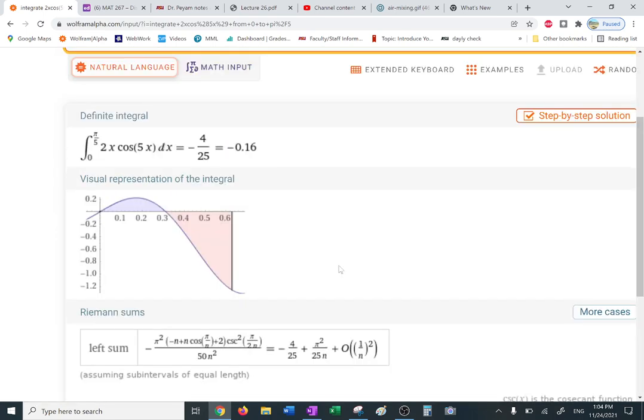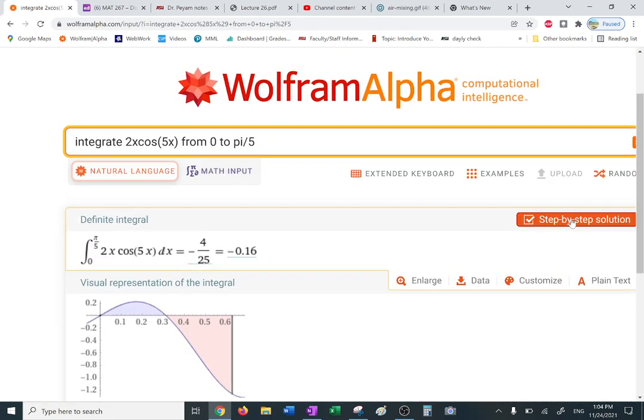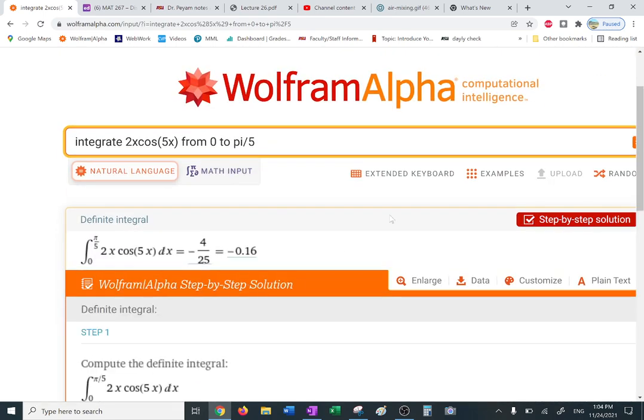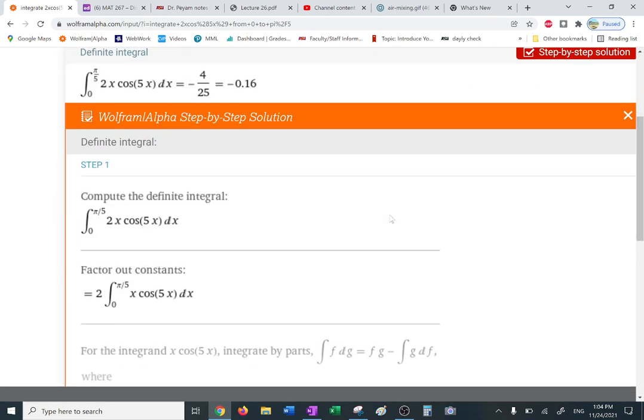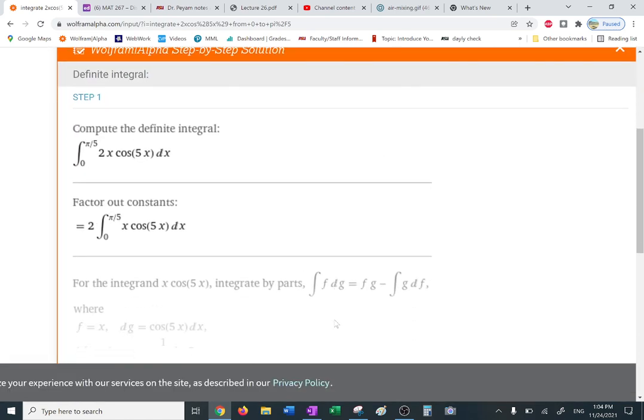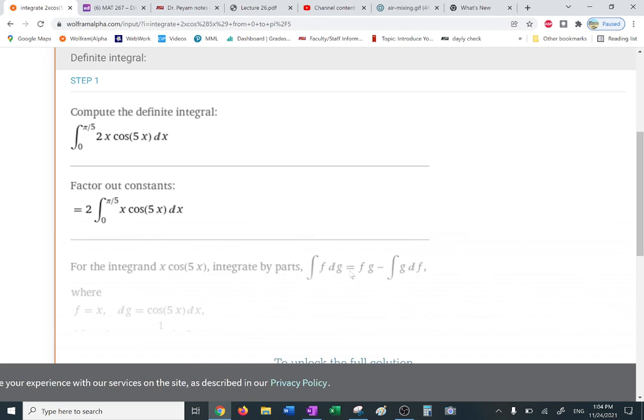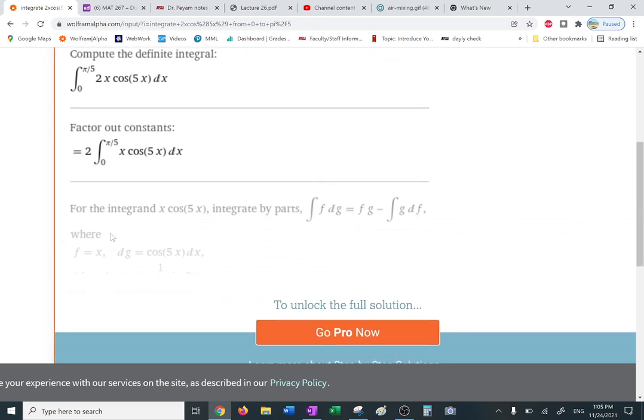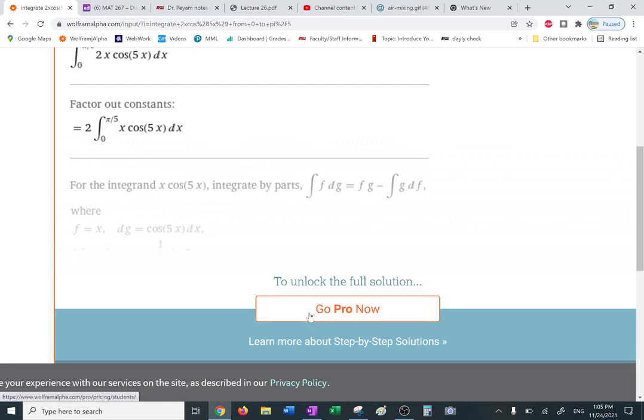And then, if you want to know how it integrated it, you click step-by-step solution, and it shows you integration by parts. It shows you the formula. You recognize it. Instead of UDV, sometimes people call it FDG. It starts integration by parts, and then it tells you if you want to see more steps, become pro. For you to know, ASU has free access to the pro account. You go to My ASU, click apps, and you find it there. So it's actually free for instructors and students.